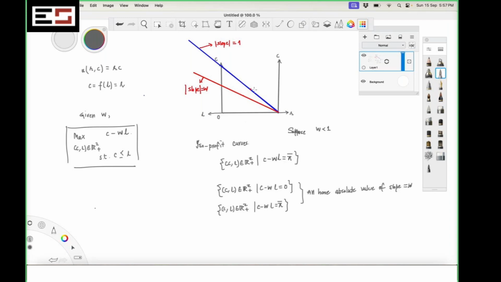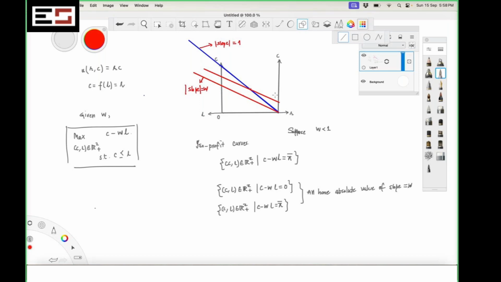So if I draw another iso profit curve, this will be an iso profit curve which will be parallel to the other iso profit curve. So these are parallel to each other. I am asking whether this is a higher iso profit curve or a lower iso profit curve, whether this will give you higher profit or lower profit. That is what I'm asking. And the answer is that it will give you higher profit. Why is that going to be the case?